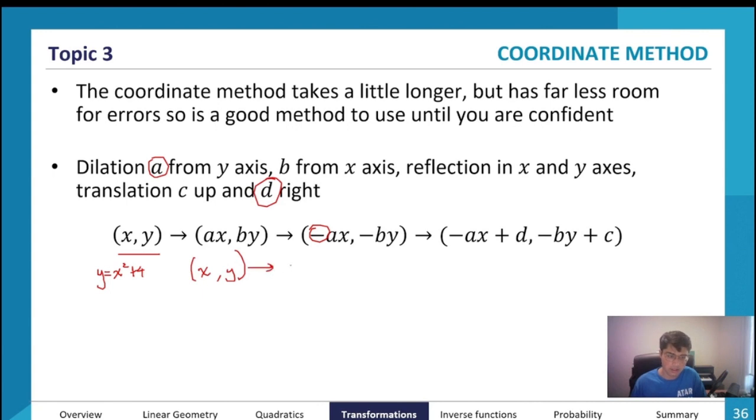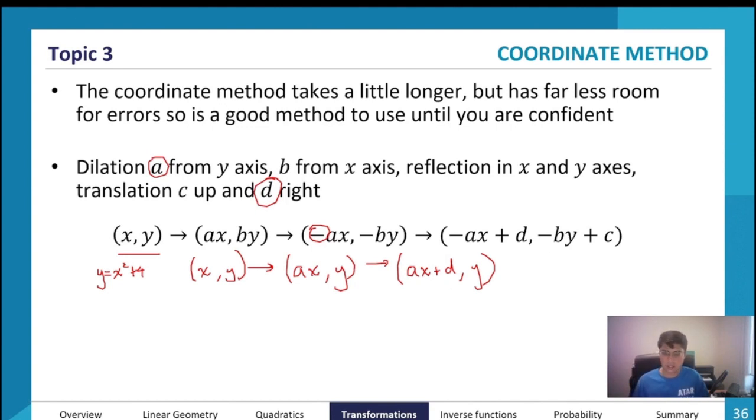Say I just wanted to dilate by a factor a and then move the graph d units right. That would look like x comma y. First we do our dilation. So remember, a dilation from the y-axis affects the x values. So we have ax comma y, and then we translate d units to the right. So we get ax plus d comma y. Well, that's the end of our working there.